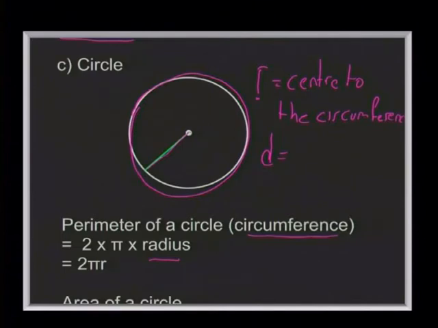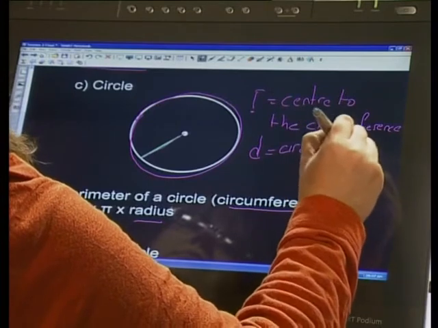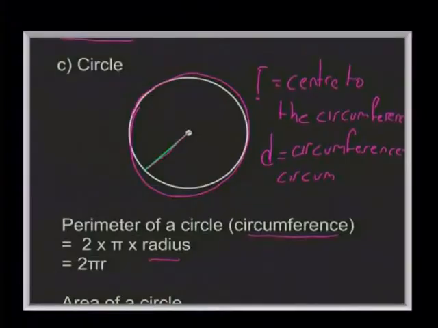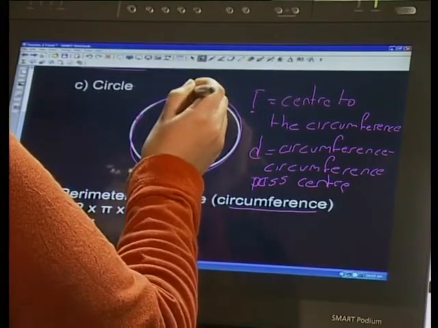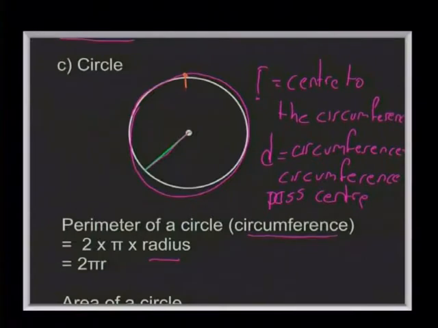The diameter is the line that goes from the circumference to the circumference and passes through the center. Let's try it with a different color and show you, let's do that in orange. The diameter would be from the end through the center to the other end.